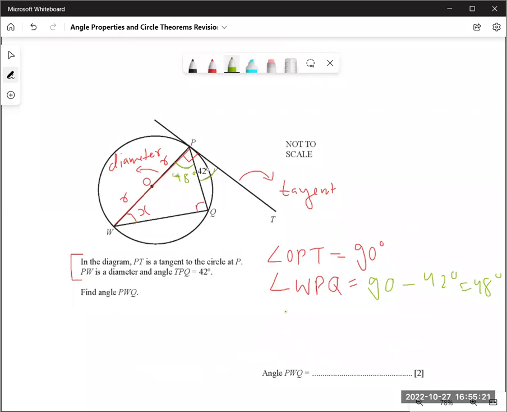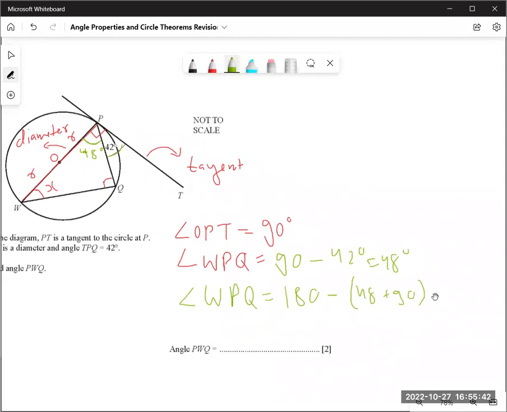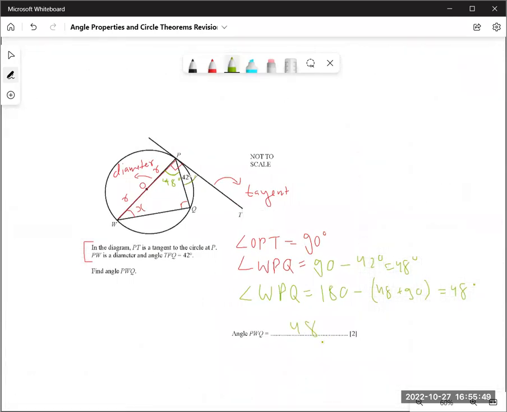I know this. Now can I find X? X is equal to 180 minus 48 plus 90. Which will give us... 48? Check again. No, not 48, sorry. It will give us 42. Now, how can I solve this? Well, I know that this is 48. I got the answer 42. Write the whole thing in your notebook.